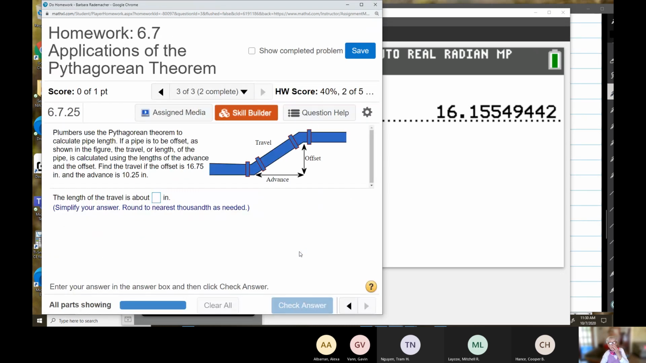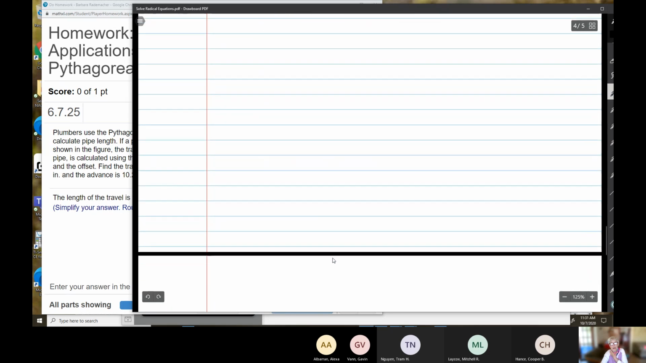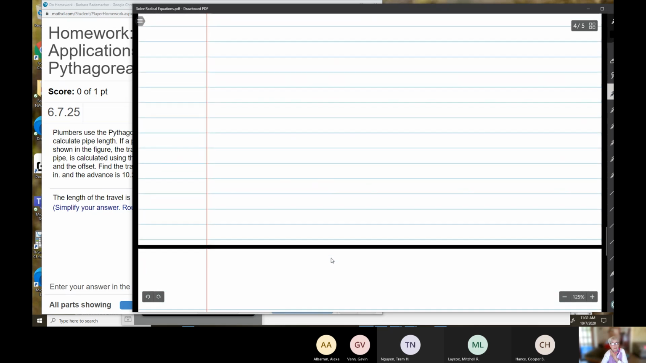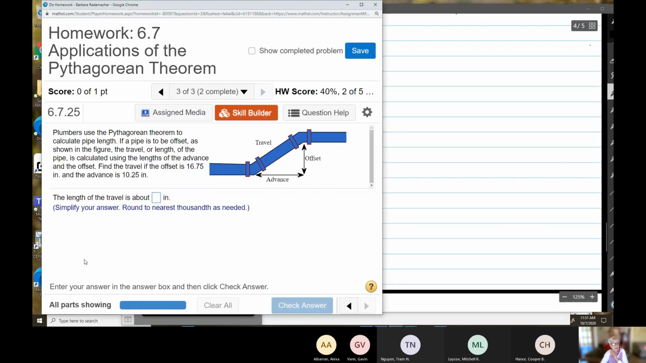There. Okay, plumbers use the Pythagorean theorem to calculate pipe length. Didn't know you'd have to do that if you were a plumber. Plumbers are pretty smart people. Where would we be without them?